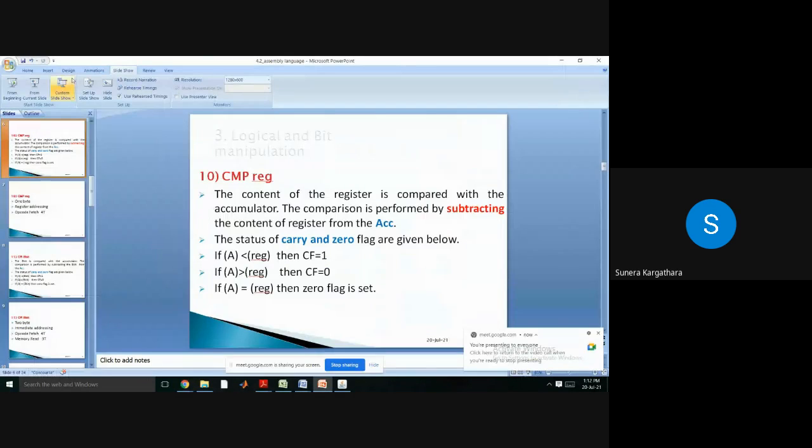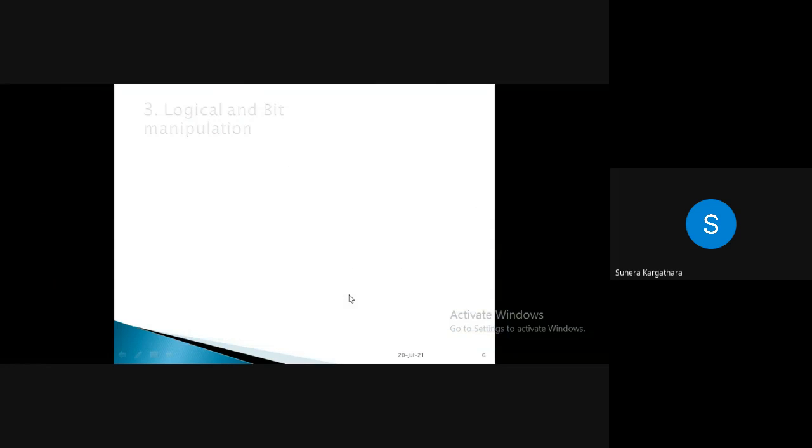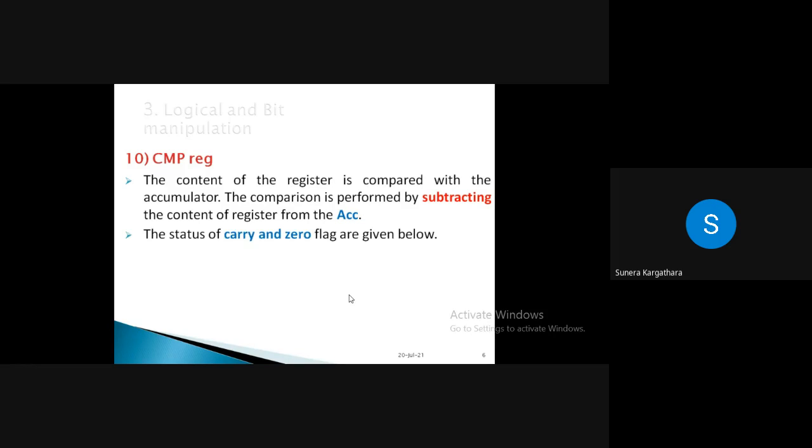So, students, as mentioned, whenever you are comparing, the backend process is subtraction. The content of the register is always subtracted from the content of the accumulator. You can check here how this process is going on.